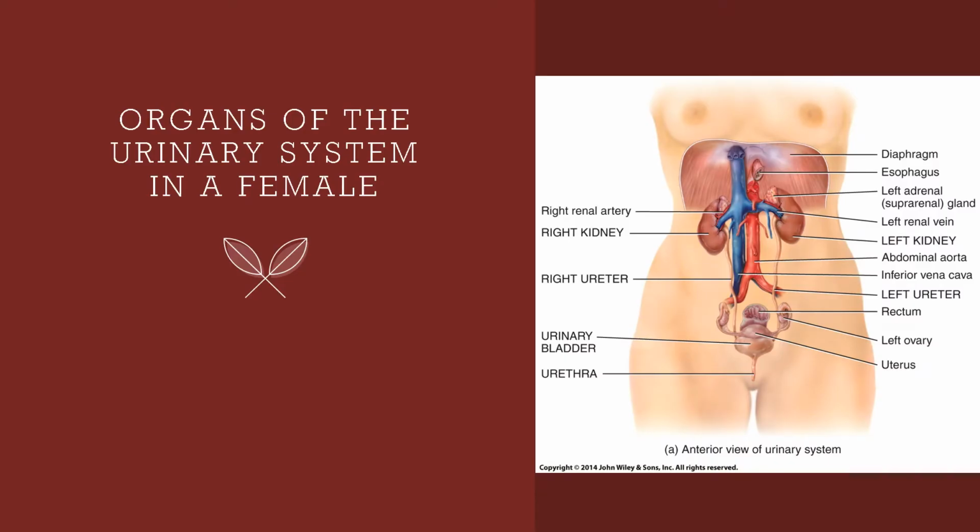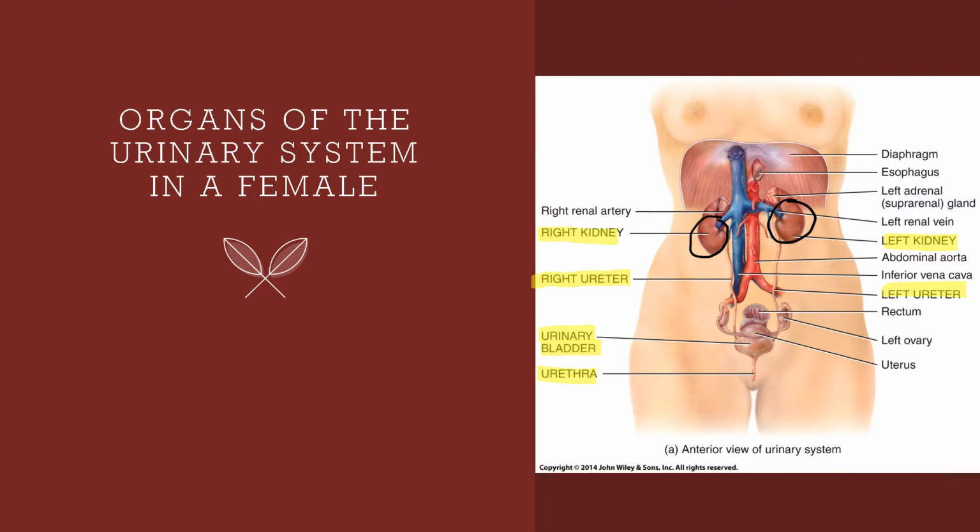Here you can see the urinary system in a female. Urine is formed by the kidneys, which are up here. So a kidney here and a kidney here. That urine passes first into the ureters, one on either side, then to the urinary bladder for storage, and then finally through the urethra for elimination from the body.